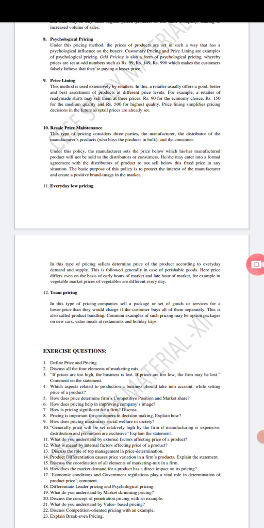So what is the reason behind this? The basic purpose of this policy is to protect the interest of manufacturer and create a positive brand image in the market. Means the product's brand image must not be lowered by setting a lower price. So for highlighting product or brand image, the price must be maintained. That's called resale price maintenance. Means at the time of reselling by wholesaler or retailer to consumers, as we know, wholesaler sells the product to retailer, and retailer finally sells to consumer.